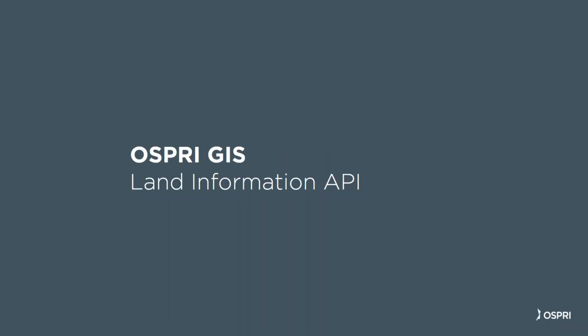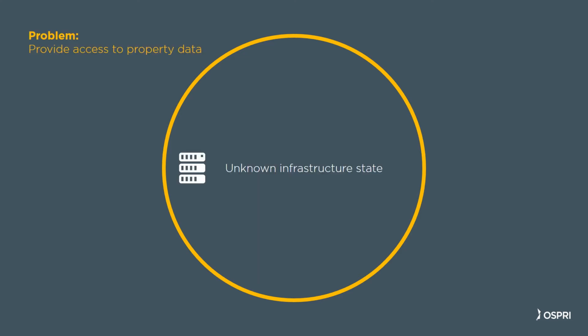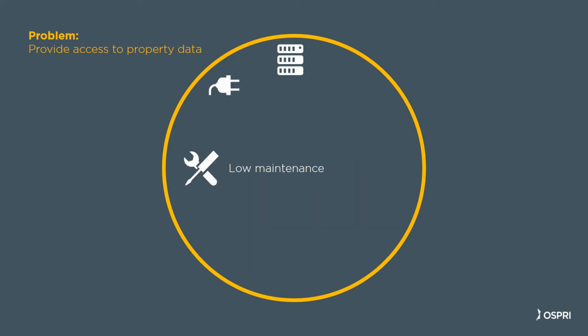The OSPRI New Zealand Land Information API. We were tasked with making property data from Land Information New Zealand available to the NAID application, which sounds pretty straightforward. But our solution had to be flexible to an unknown infrastructure state. It also had to make sure the client application didn't need to make significant architectural changes. Given the size of our team, it needed to be low maintenance.